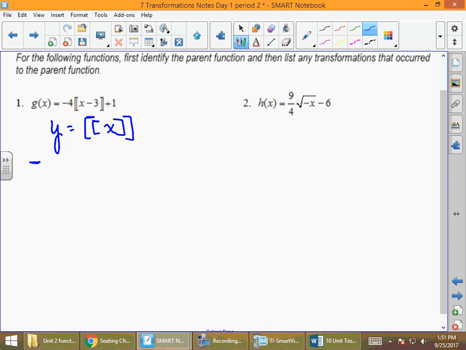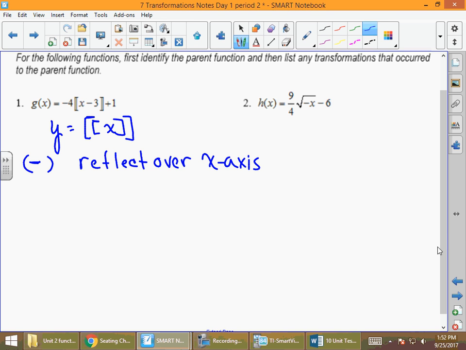The first transformation is going to come from the negative on the outside of the function. When negative is on the outside of the function, do you remember what it does to the function, the transformation that occurs? And it is reflect over the x-axis. By the way, when I read these, I go from left to right. So I started with the negative.